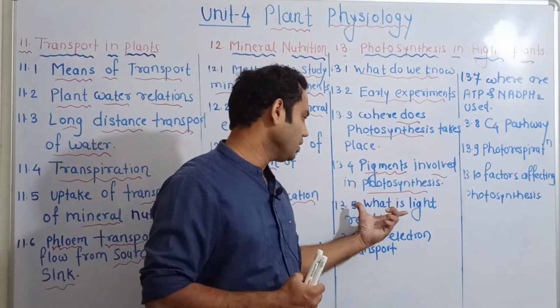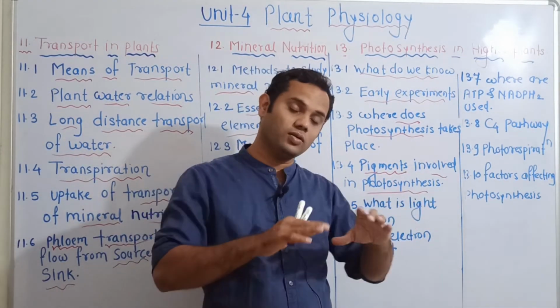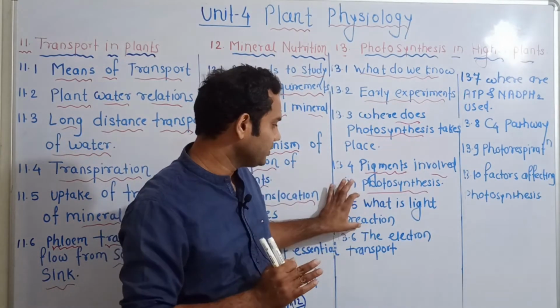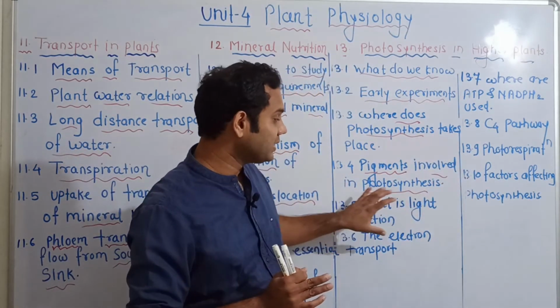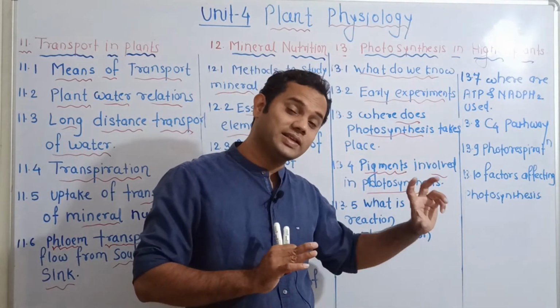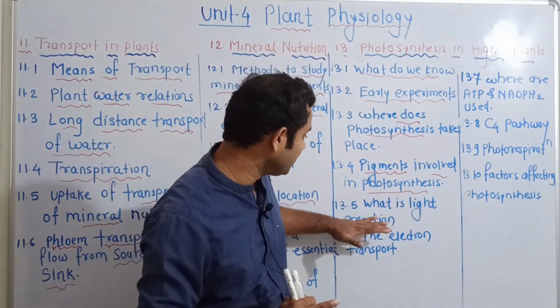The entire process of photosynthesis occurs in the chloroplast. Out of that, this light reaction occurs in the grana of the chloroplast. So that interesting fact will be studied. What is light reaction, cyclic and non-cyclic photophosphorylation, the detailed study of that will be done.